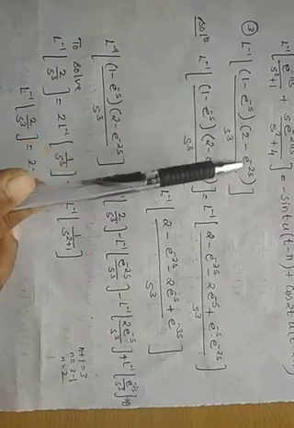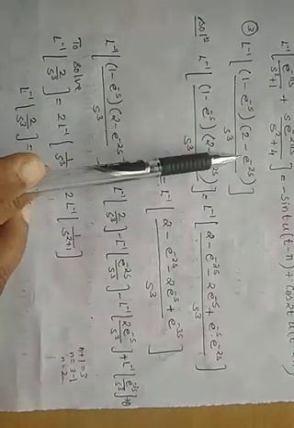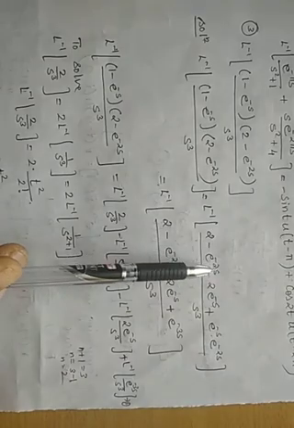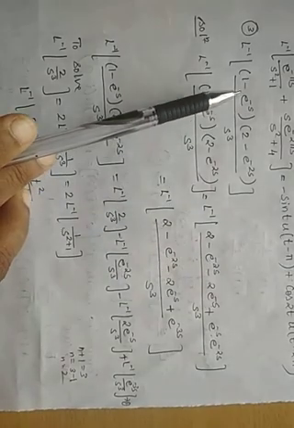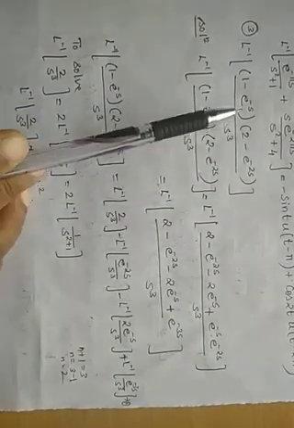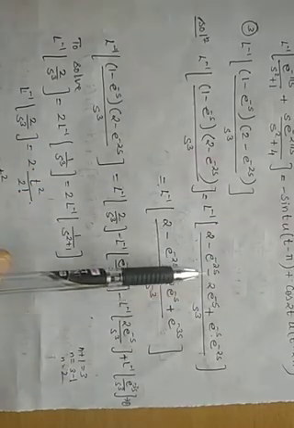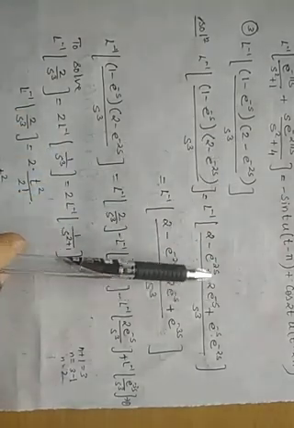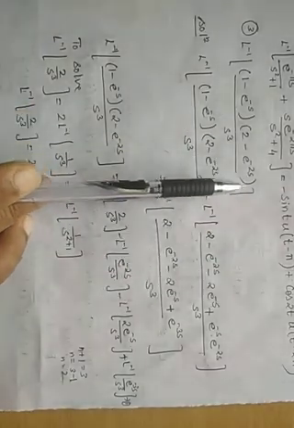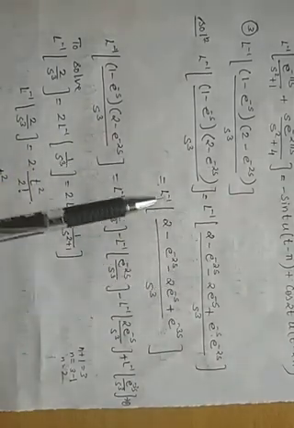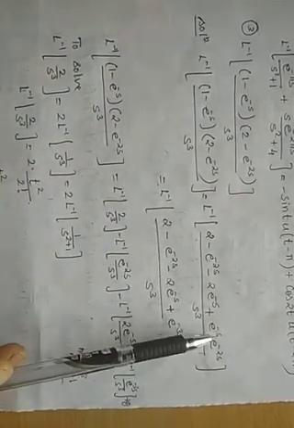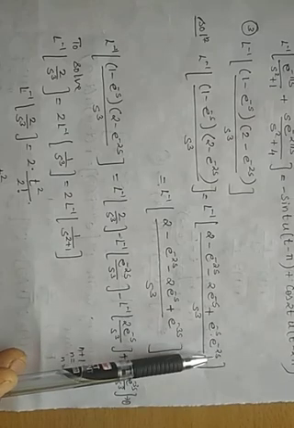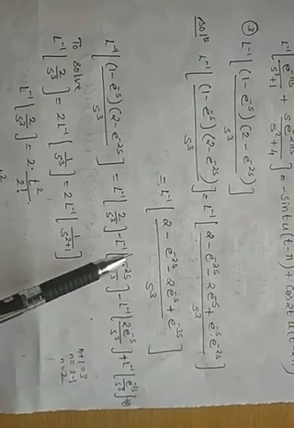That is, 1 into 2 is 2, 1 into minus e raised to minus 2s is minus e raised to minus 2s, minus into plus is minus 2 into e raised to minus s, minus into minus is plus e raised to minus s into e raised to minus 2s, upon s cube. Bases are the same, so powers get added, so e raised to minus 3s.